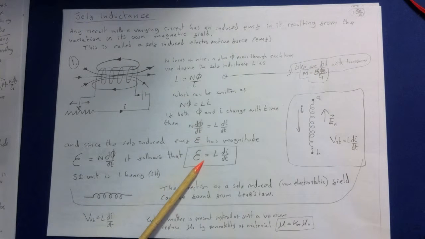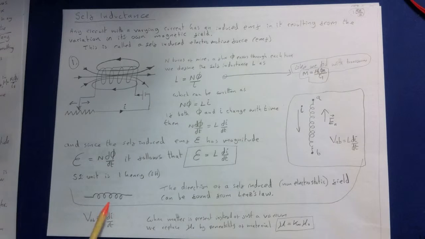We've now got an equation for the EMF for a single coil with a current running through it, and that describes its self-induced EMF. It follows that the self-inductance of a circuit is therefore the self-induced EMF per unit rate of change of current. The SI unit of inductance is again the Henry. A circuit or part of a circuit that has inductance is called an inductor. An inductor is represented by this symbol here.